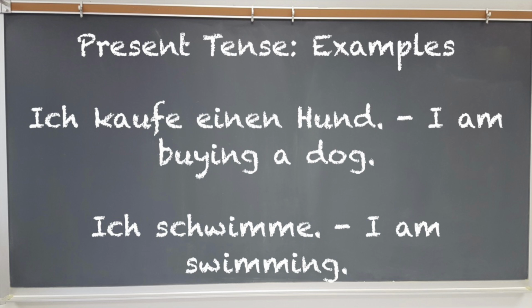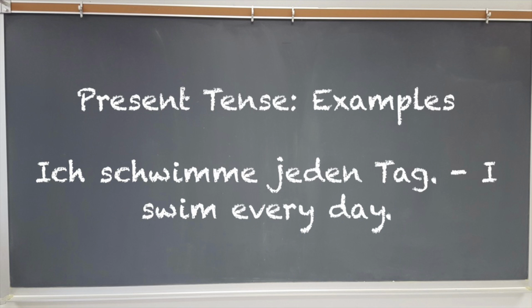Ich kaufe einen Hund. I am buying a dog. This is currently happening. In English, we would use the present progressive. Ich schwimme. I am swimming. Currently happening again. This one in English, we use the present progressive tense again. Ich schwimme jeden Tag. I swim every day.